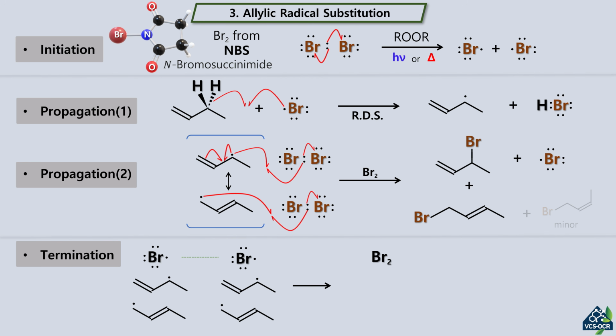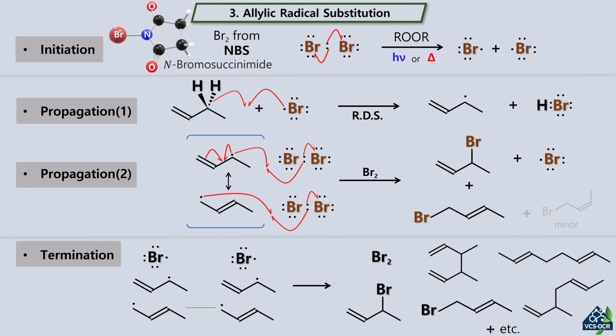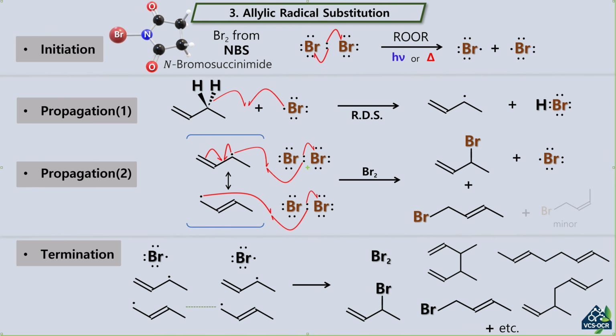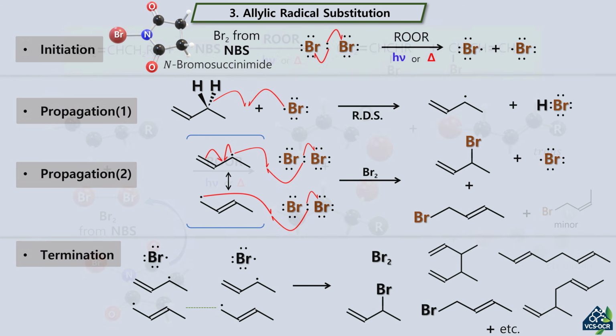a bromine radical coupling with the allylic radical, or two allylic radicals dimerizing. As a side note, while we've omitted specific R/S and cis-trans isomers here for simplicity, you can see on the screen that a wide variety of byproducts can form depending on how these radicals combine.